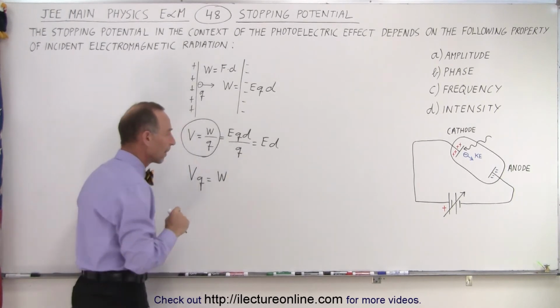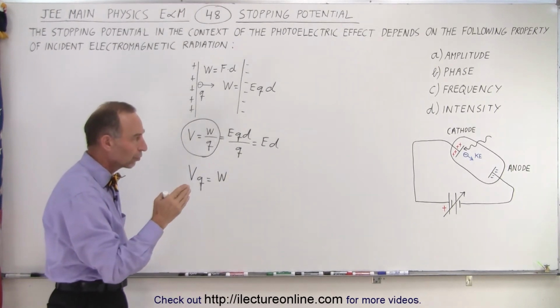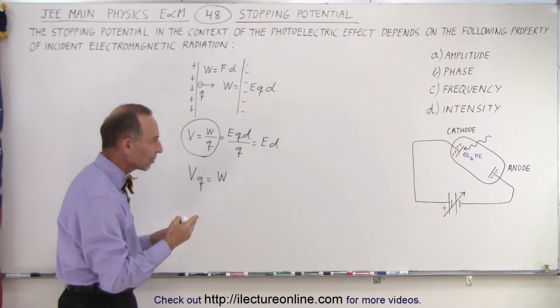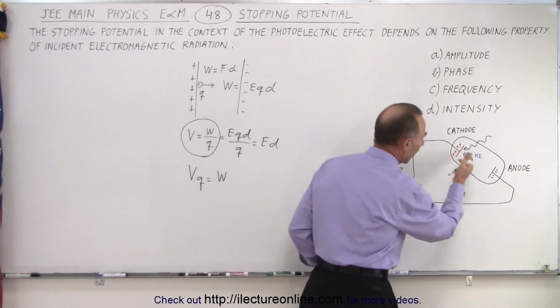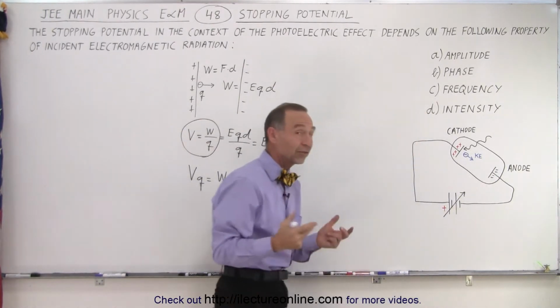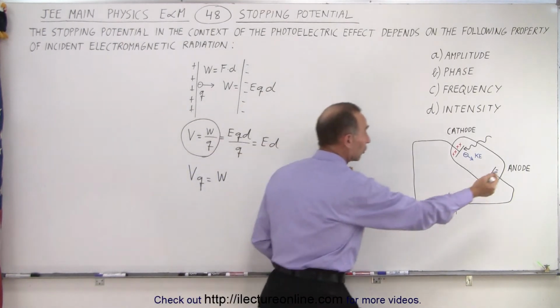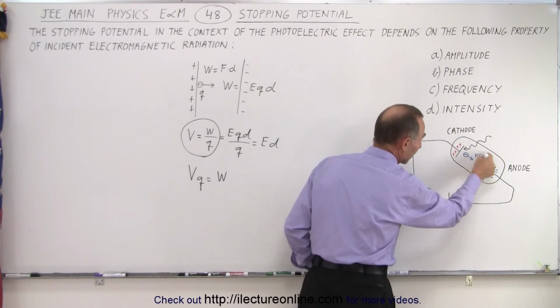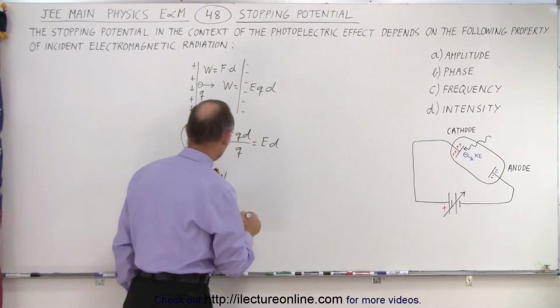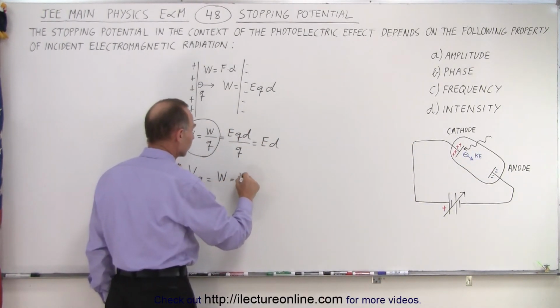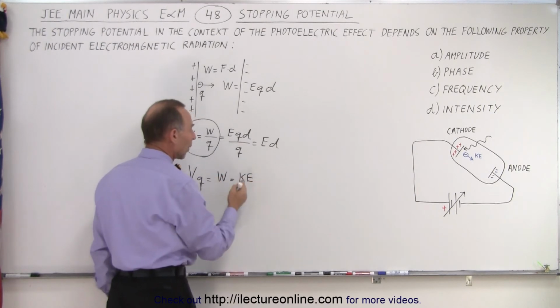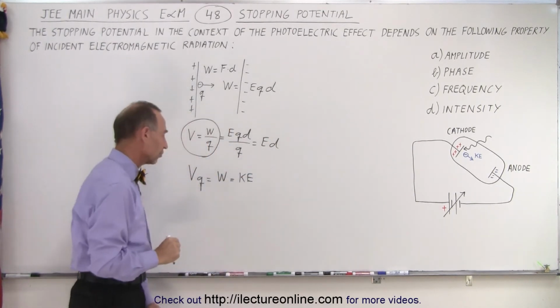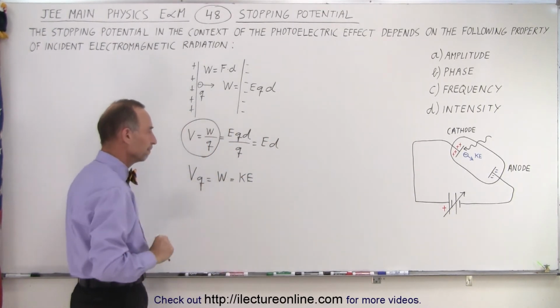charge across. Now, the work, of course, would be the same as the amount of work required to stop an electron from moving across the gap. And of course, once a photon hits the plate, it's going to free an electron and it's going to have a certain amount of kinetic energy. So in other words, the work is essentially equal to the kinetic energy required to stop that particular electron. That's equal to the potential times Q.